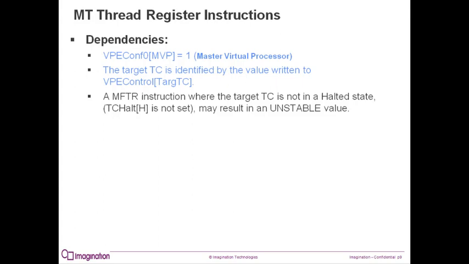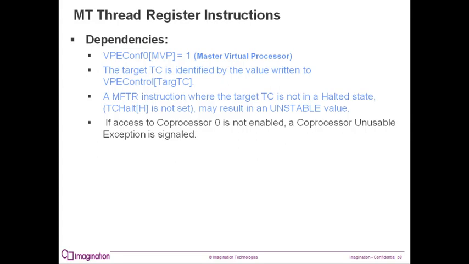Most of the time, these instructions are used to set up a TC before it is started or restarted, so this is usually not a problem. The processor must be in kernel mode, and access to coprocessor 0 must be enabled to execute these instructions.